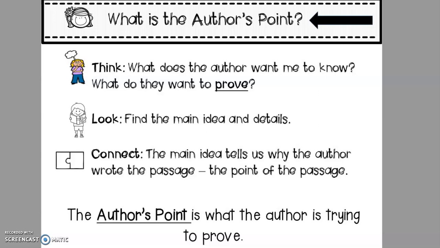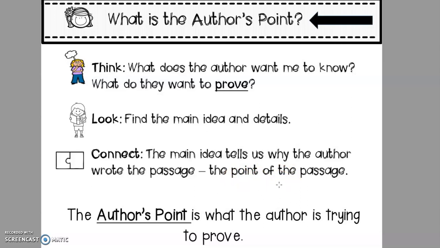All right, so when you're thinking today, you're going to think about, what does the author want me to know? That's going right along with our main idea. What is this passage mostly about? What do they want me to know? What do they want to prove? That means, what do they want us to walk away knowing more about after we've read this passage? I have to know the main idea and the key details in order to figure out the author's point. The main idea is going to tell us why the author wrote the passage.